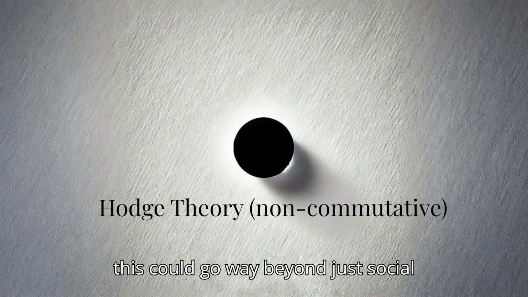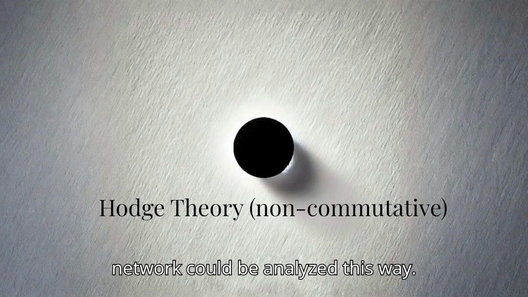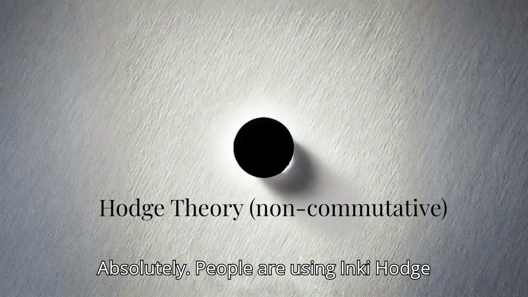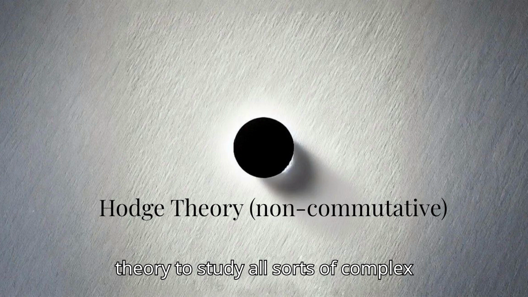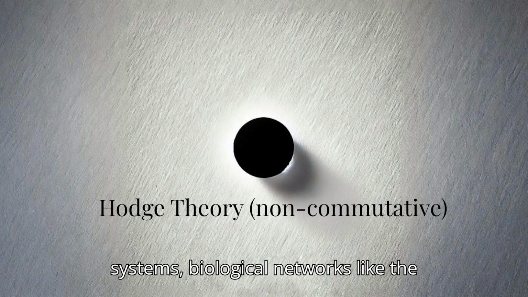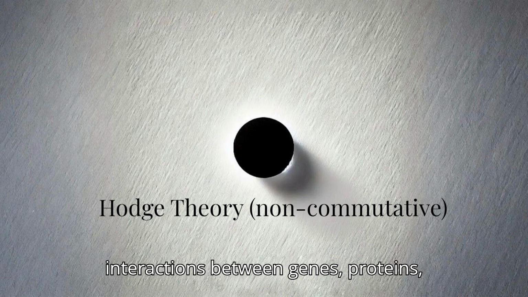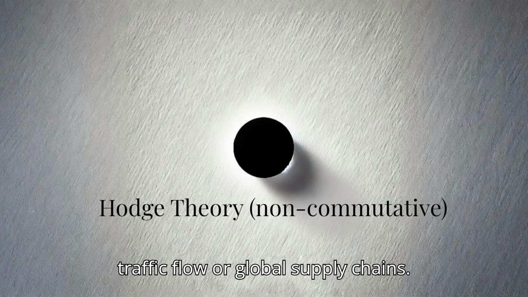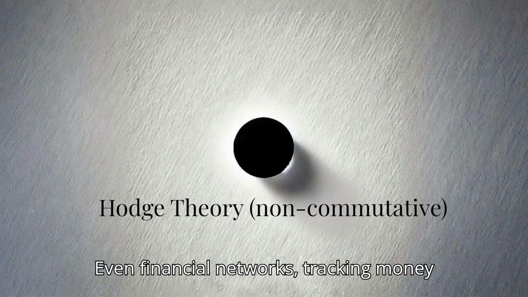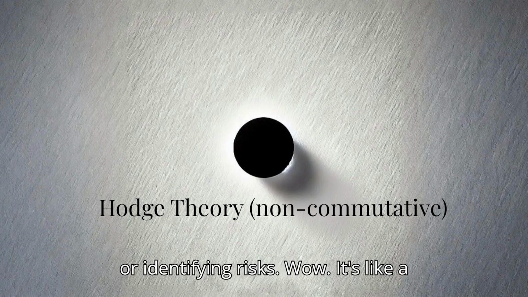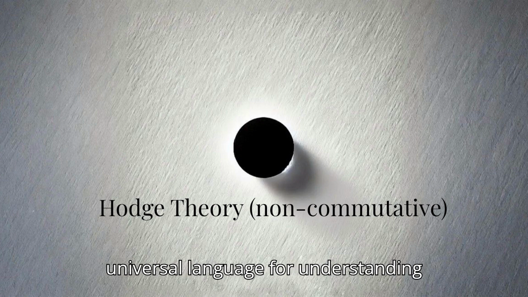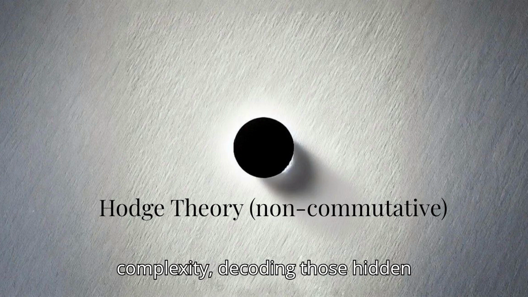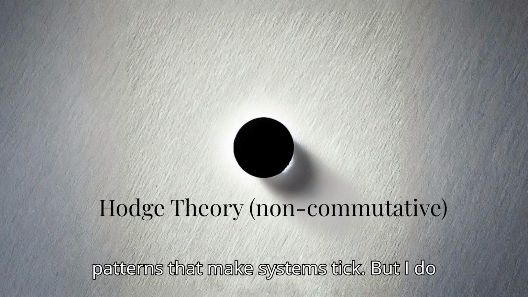This is so cool. And this could go way beyond just social networks, right? Any kind of directed network could be analyzed this way. Absolutely. People are using Hodge Theory to study all sorts of complex systems. Biological networks, like the interactions between genes, proteins, cells, transportation networks, analyzing traffic flow or global supply chains. Even financial networks, tracking money or identifying risks. Wow, it's like a universal language for understanding complexity, decoding those hidden patterns that make systems tick.